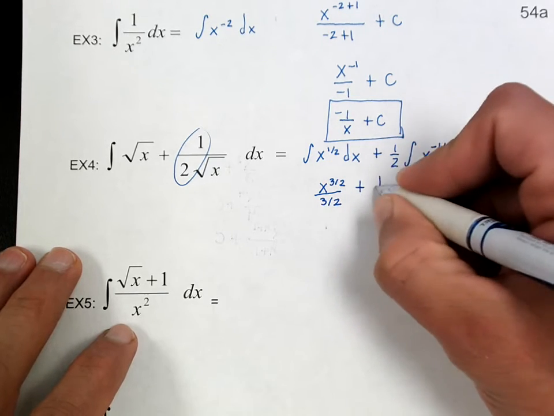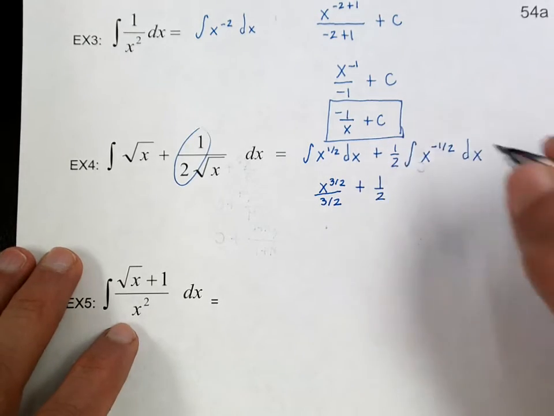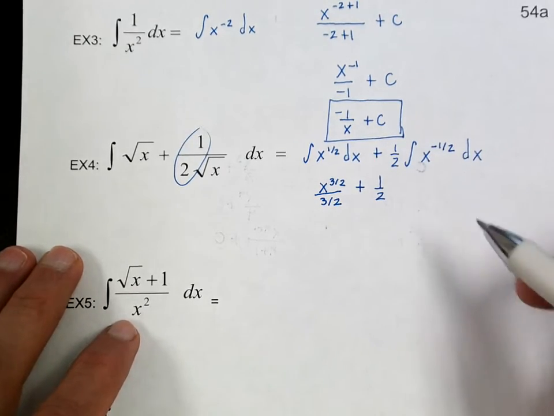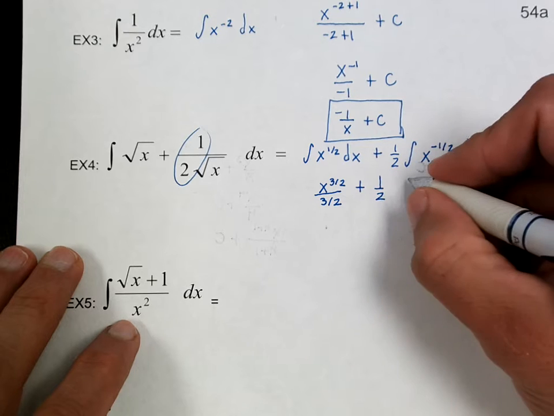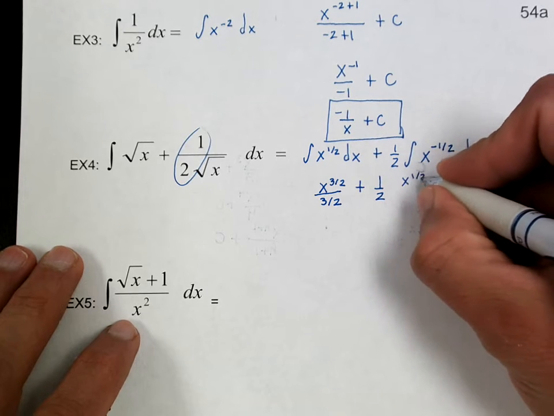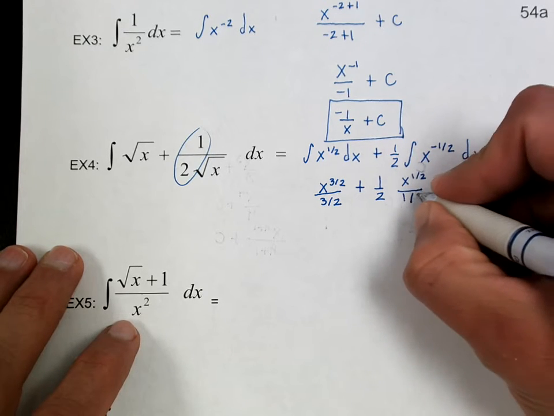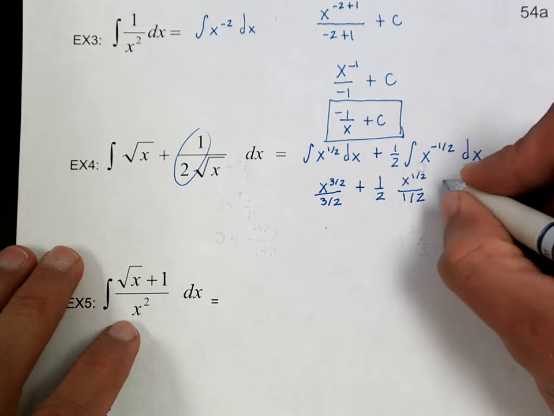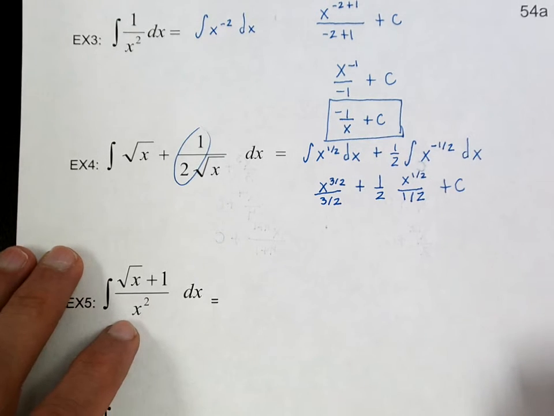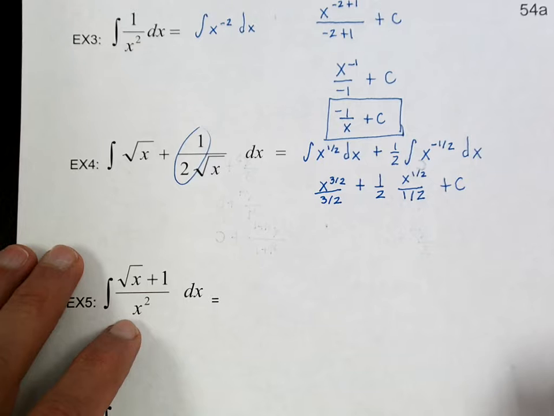On this one, I'm just going to put that 1/2 right there, just move that down, and I'm going to take the integral of this. Negative 1/2 plus 1 is x to the 1/2, and I'm going to divide by 1/2. Okay? Plus c. You have to put the plus c, you have to.